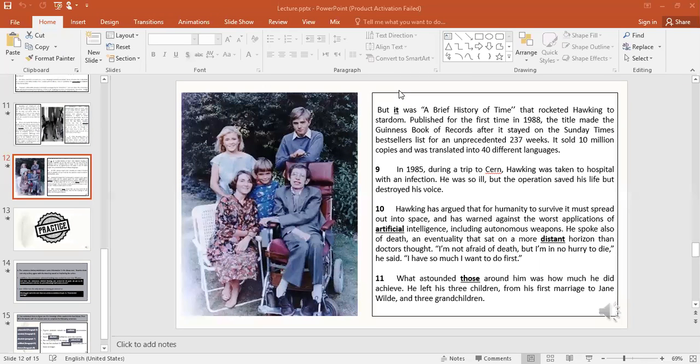Paragraph 11. What astounded those around him was how much he did achieve. What do you mean by astounded? Who remembers? We explained that in the vocabulary words. Yes, Aya. Shocked. Very good. They were shocked. They were amazed. They were surprised. Continue, please, Karam.